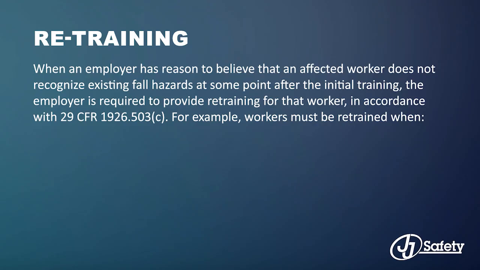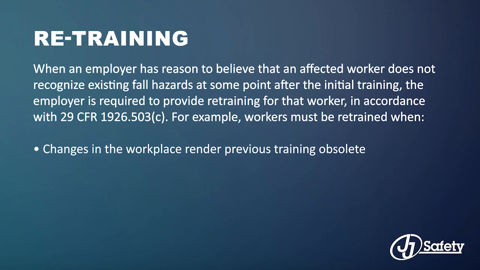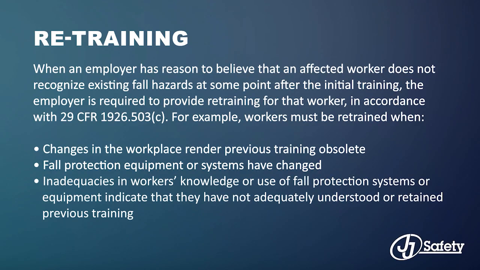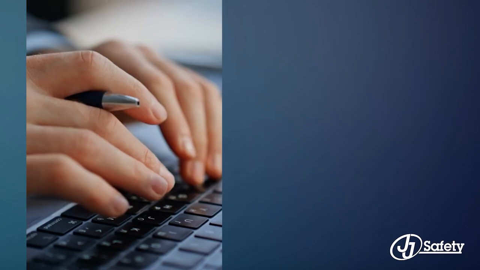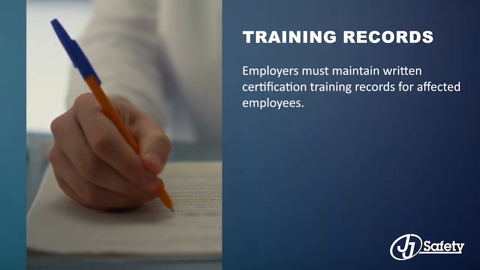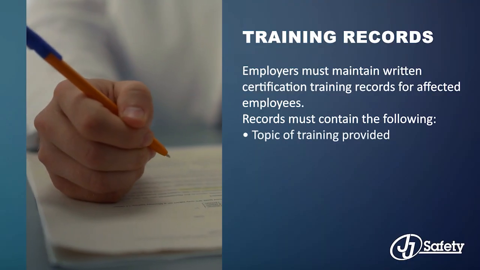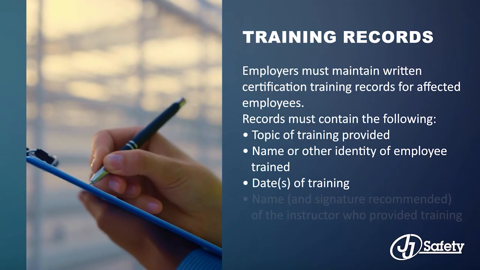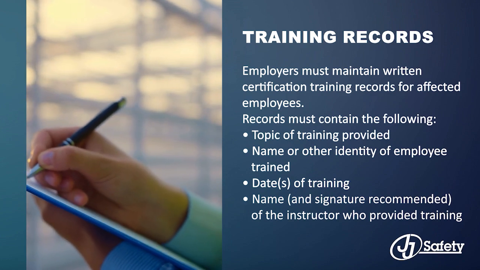When an employer has a reason to believe that a worker does not recognize existing fall hazards, the employer is required to provide retraining for that worker. For example, workers must be retrained when changes in the workplace render previous training obsolete, fall protection equipment or systems have changed, and when knowledge or use of fall protection systems indicate that they have not adequately understood or retained previous training. Employers must maintain written certification training records for affected employees. Records must contain the following: topic of training provided, name or other identity of employee trained, dates of training, name of the instructor who provided the training.